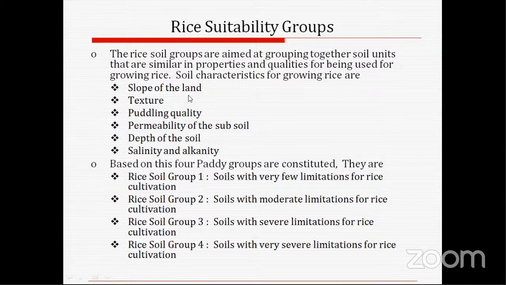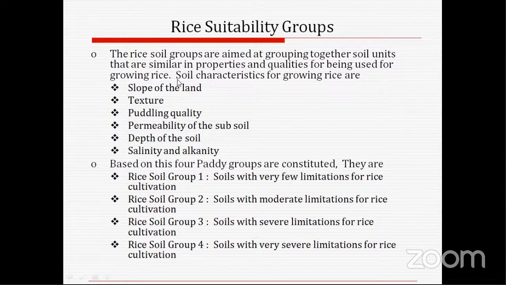Students, all these slides and everything are important for the SRF students. So this lecture is exclusively for SRF students. For JRF students, you also listen, because LCC is important for you also. There is one small chapter called LCC classification. So try to listen to all these things. So slope of the land, texture, puddling quality, permeability of subsoil, depth of the soil, and salinity and alkalinity are important.